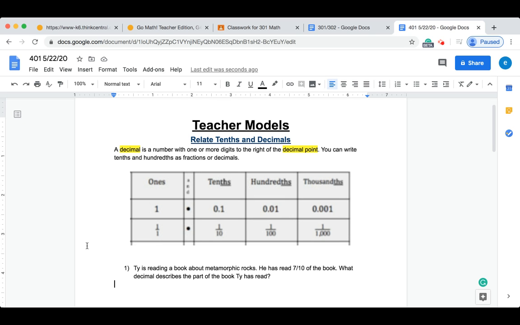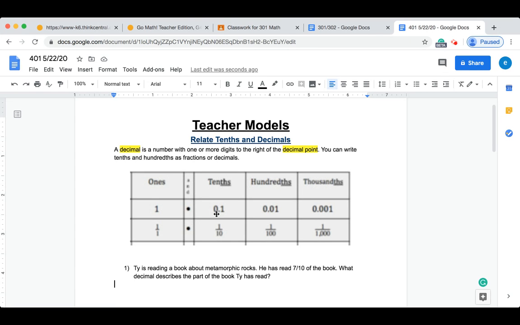Good morning, fourth grade. Today we are going to work on relating tenths and decimals. Now, if you look at our definition of a decimal and a decimal point, it says a decimal is a number with one or more digits to the right of the decimal point. You can write tenths and hundredths as fractions or decimals. So today we're going to work on just tenths and decimals, and we're going to be able to write them as fractions and as decimals.